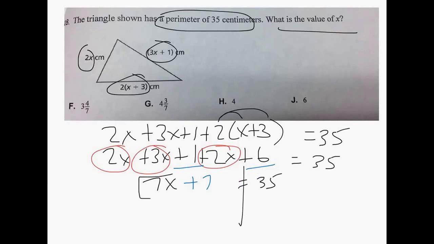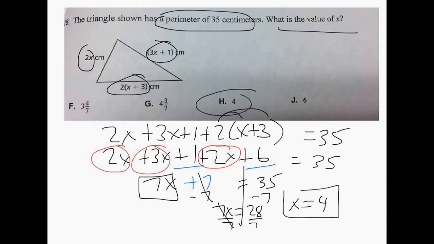Draw a line down, box. Plus 7 gets a minus 7. 7x equals 28. When it's beside it, we divide it, so I divide both sides by 7. And x equaled 4. Okay. So the hard part on that one is just getting it set up. Perimeters add everything up, set it equal to the number that they gave you for perimeter.